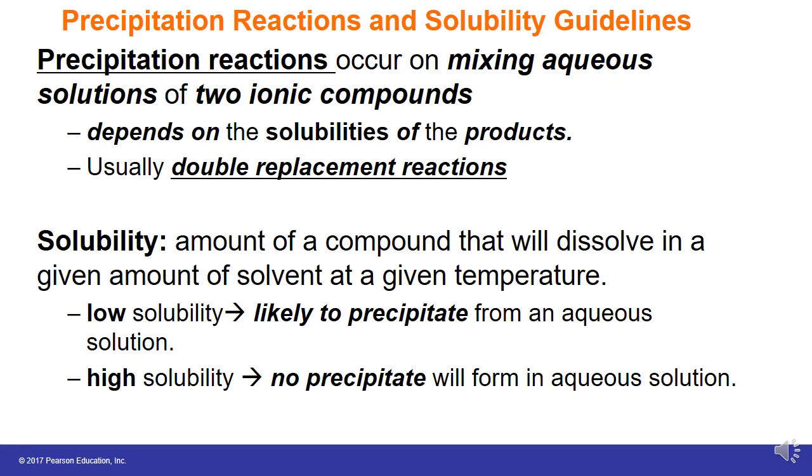So precipitation reactions occur when mixing two aqueous ionic solutions. And the precipitate that forms is based on the solubility of the products. If a product is insoluble, it will precipitate in the situation. So precipitation means to fall out of solution, and it becomes a solid that you can see in the reaction mixture. Those substances that have low solubility are likely to precipitate.